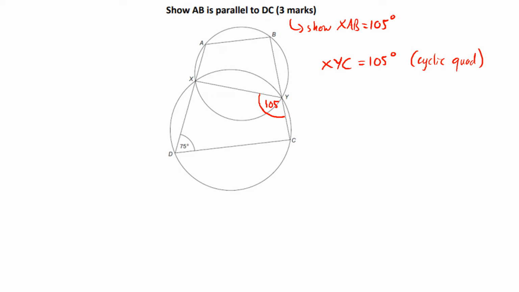What else can we do from there? Well, we can't find this angle, we can't find this angle, but we can find this one. Okay, so what should we call that? XYB. That's 75 degrees.